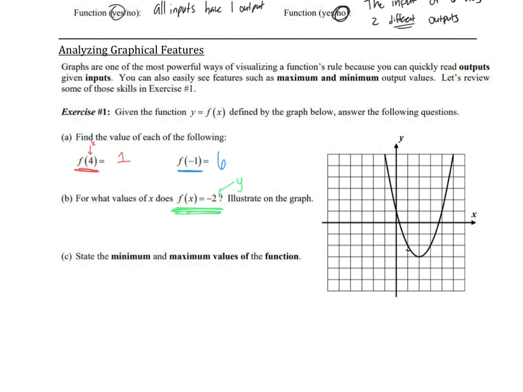So the first thing I did, I looked for where is y equal to -2. That's that whole part right there. And so that's going to be at x equals 1. That's one of them. Another one is at x equals 3.